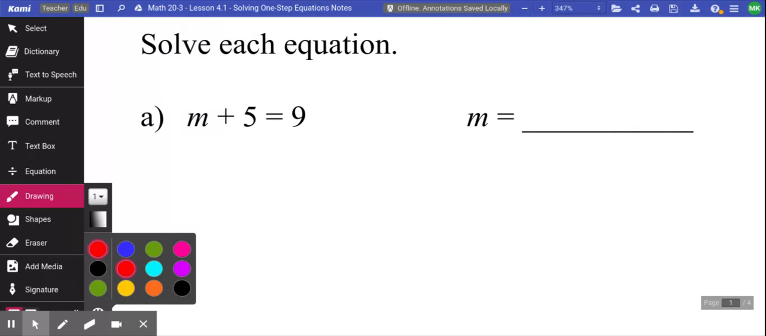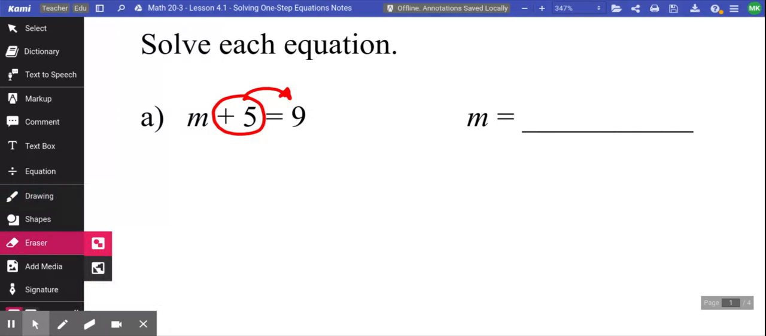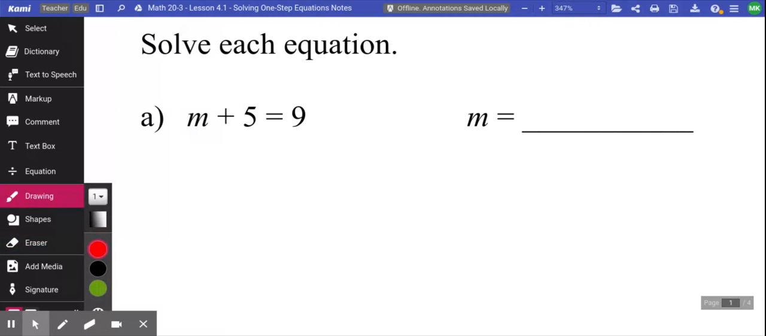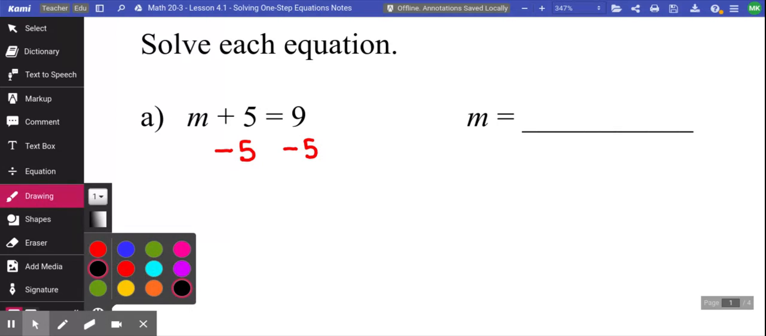So to solve for m means to get m by itself, which means I want to move this 5 to the other side of the equal sign. You do that by doing opposite operations. So what is the opposite of plus 5? Subtract 5. And if you do something to one side, you do it to the other side. The reason we want to do opposite operations is because when you do the opposite of something, it'll get rid of that thing. The 5 will now be gone on the left side. And the only thing left on the left side would be m.